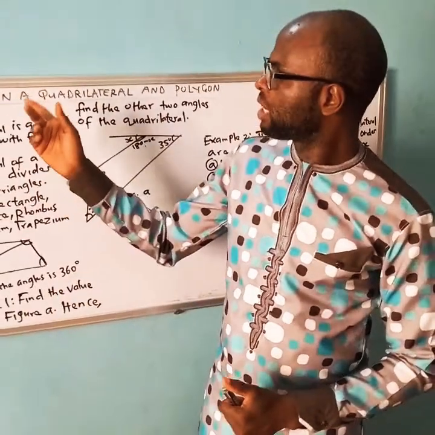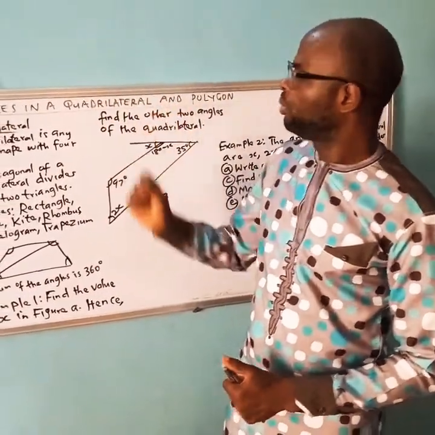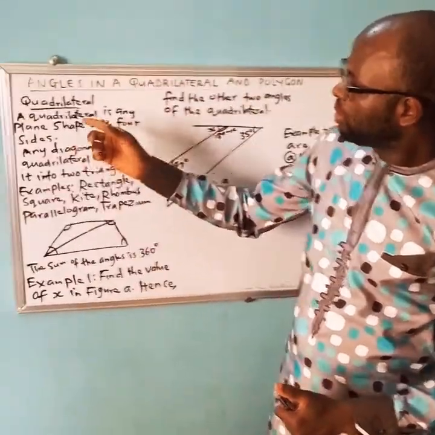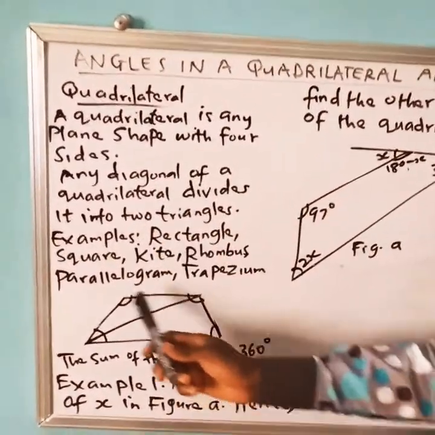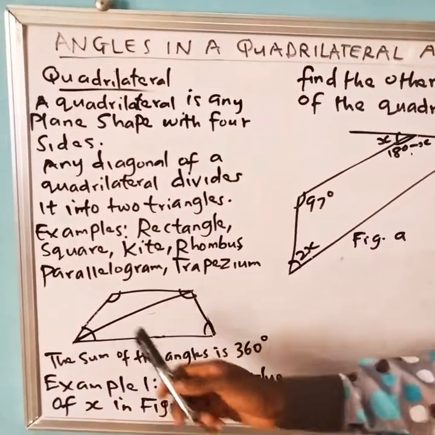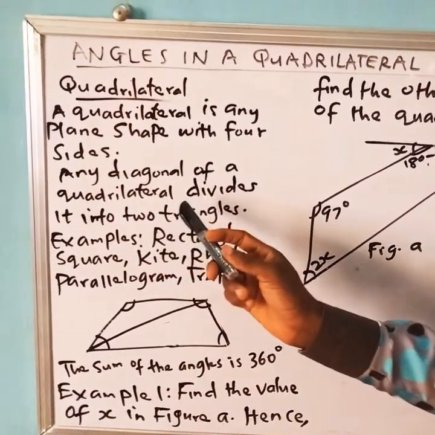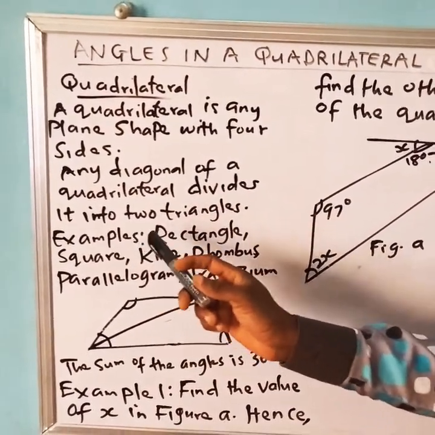Topic for today is angles in a quadrilateral and polygon. Now, a quadrilateral is a plane shape with four sides. When you see any diagram with four sides and four angles, it's a quadrilateral. So any diagonal of a quadrilateral divides it into two triangles.